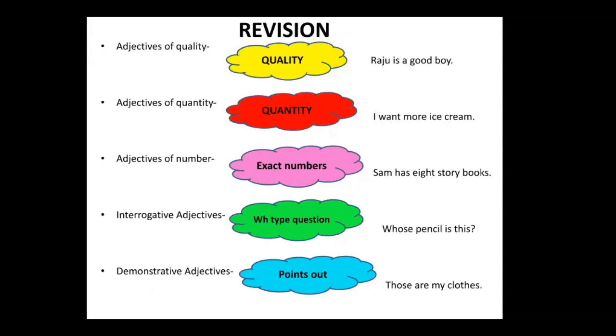Clear? Now the next slide will be the answering slide. You have to raise your hand and give the answer. You have to tell me the adjectives and its type. Once again, have a quick look at this revision page and then we'll solve our exercise. You have to remember the words quality, quantity, number, interrogative adjectives, and demonstrative adjectives. We'll move on to our exercise.